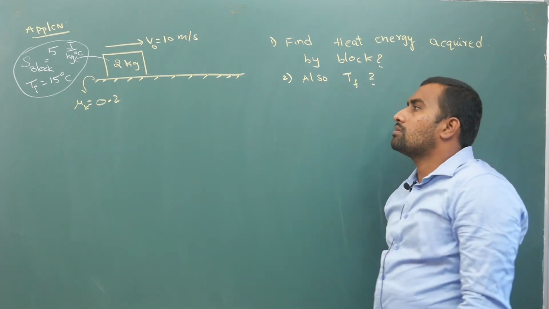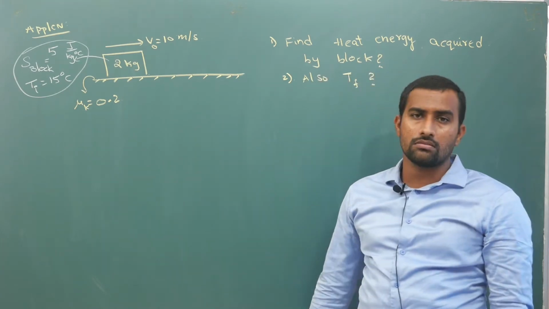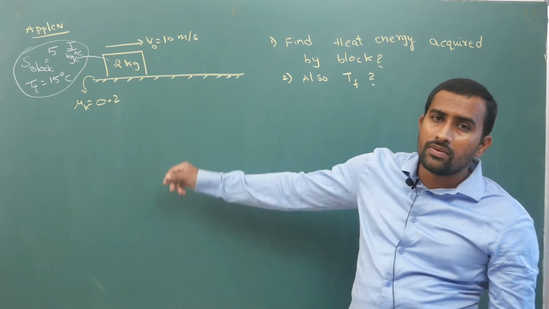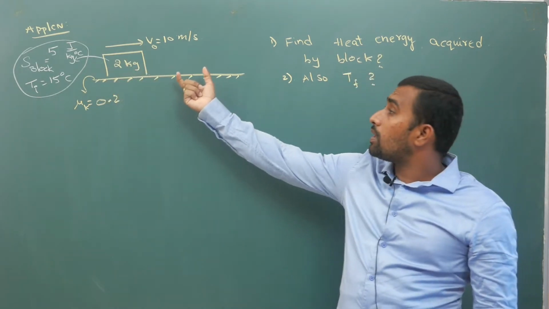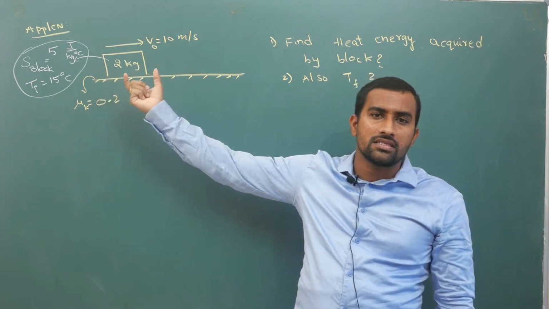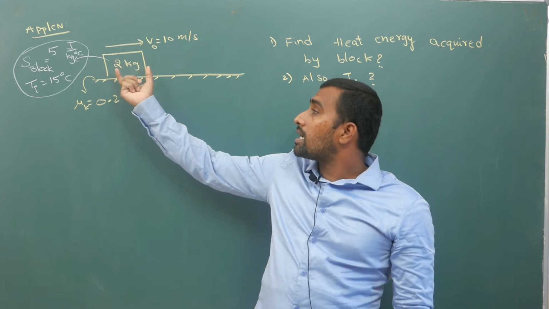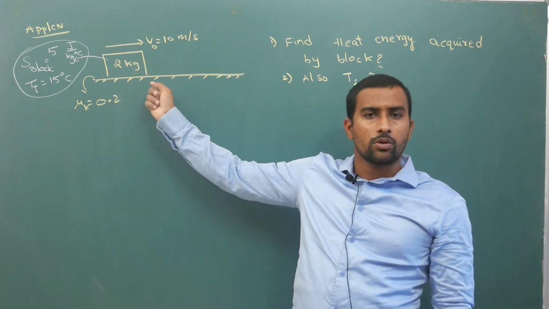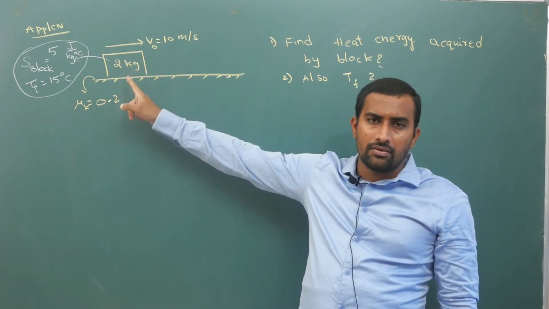You can pause the video and try the solution, but anyhow I will explain it. Whatever energy this block initially has, if you are taking it here, this block is having kinetic energy. How much is the kinetic energy? It is half mv square. Because it is at the ground level, potential energy is anyhow 0. So initially this block will have energy.